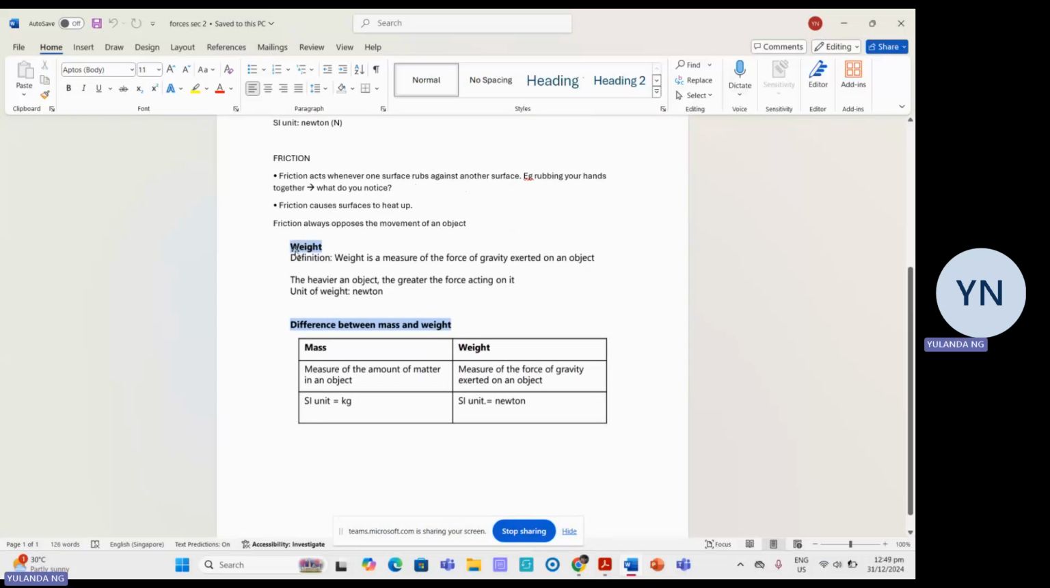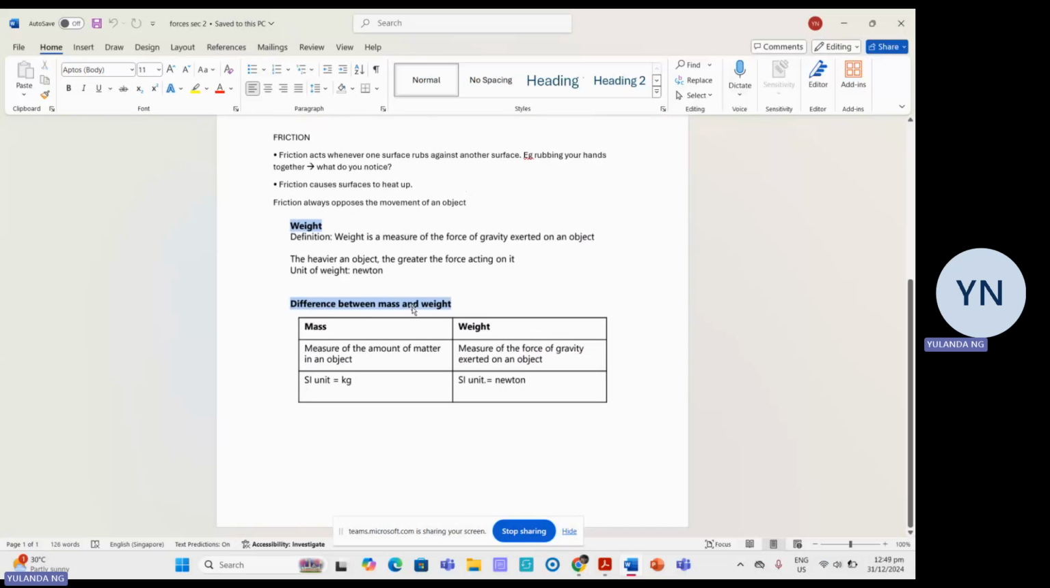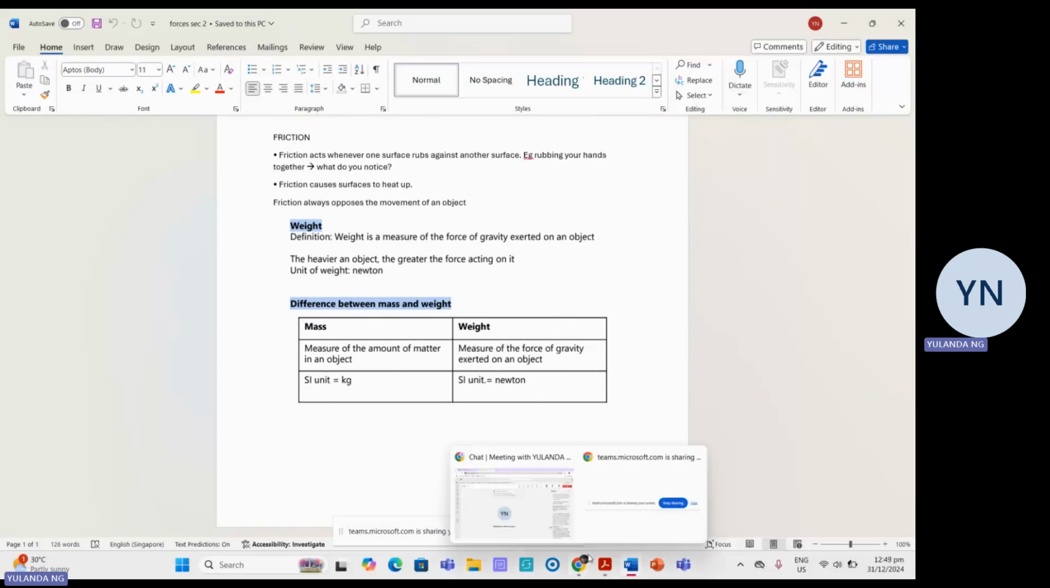So weight, what is weight? Weight is a measure of the force of gravity that is being exerted on the object. Do note that mass and weight are two different things. What is the difference between mass and weight? Mass measures the amount of matter in an object, whereas weight measures the force of gravity exerted on the object. Don't mix both of them up, okay? And the units are also different. Mass is in kgs, weight is in newtons, okay?